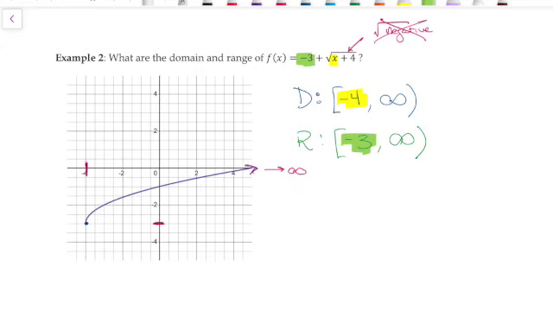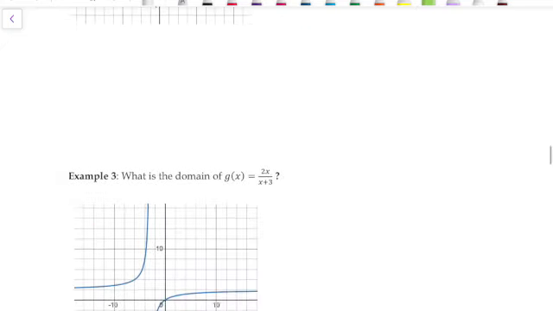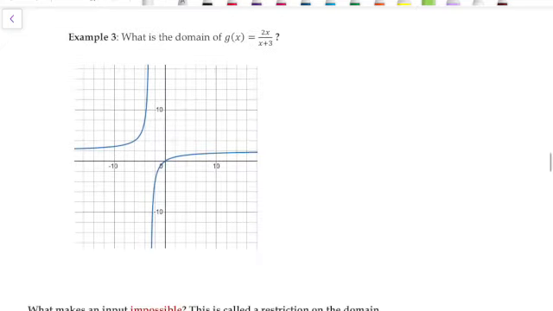Okay, let's try another one. Just asking for the domain. So I'm going to put some arrows on here. These go on forever in all these directions. And I will tell you that there is an asymptote right here where neither of these touch. And that place is at -3. Okay, so this place is at x equals -3.